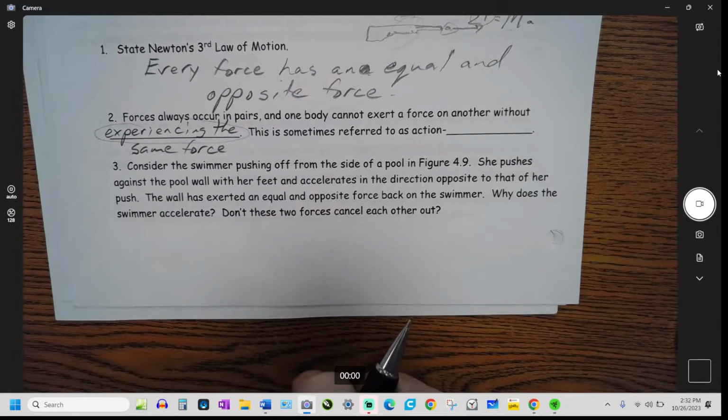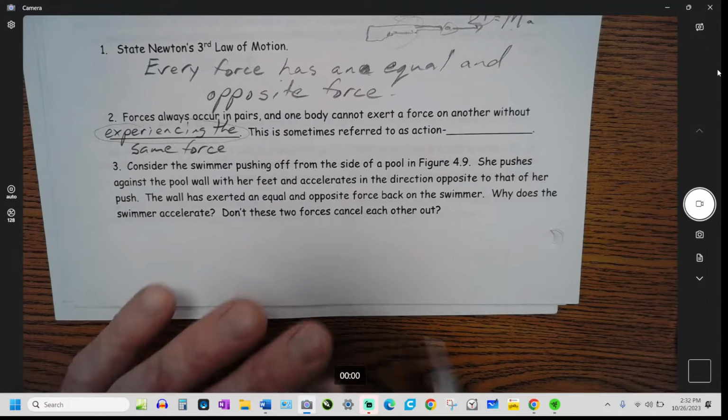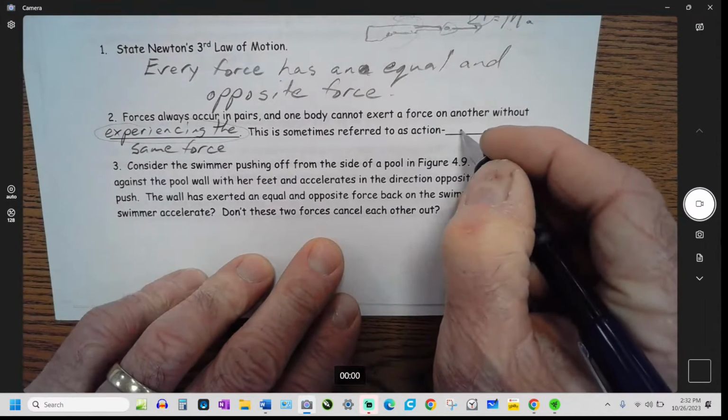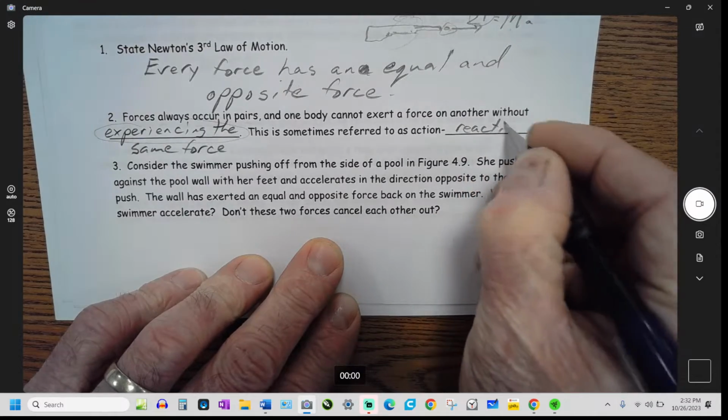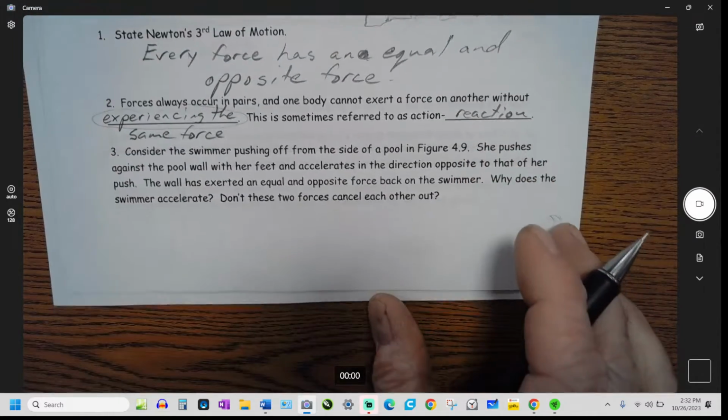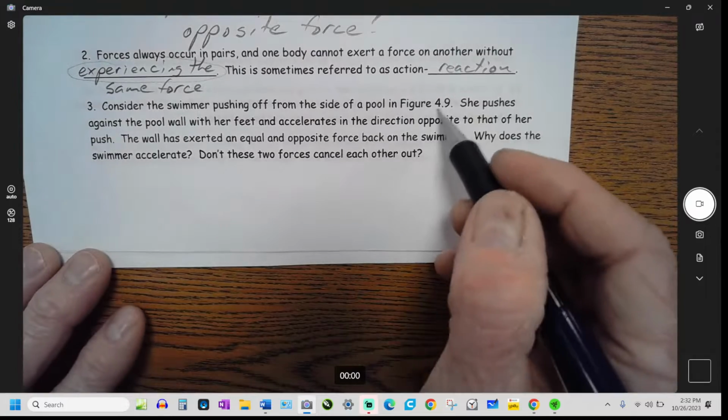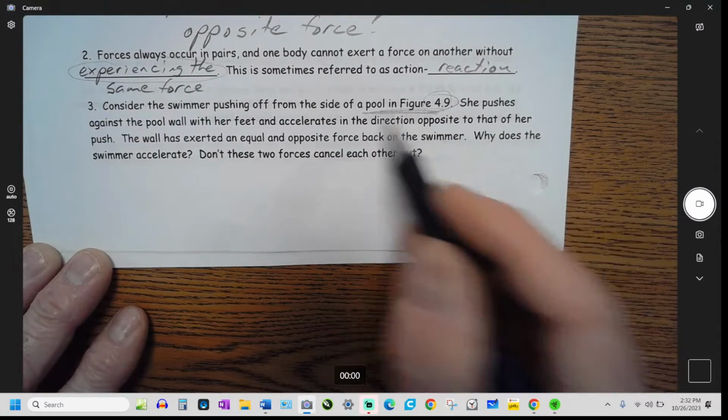You can't pull something without it pulling you the other way. You can't push something without it pushing you the other way. And this is sometimes referred to as action, reaction, which is a little iffy. We're not going to go to the online textbook, but this comes from the online textbook that we never use.